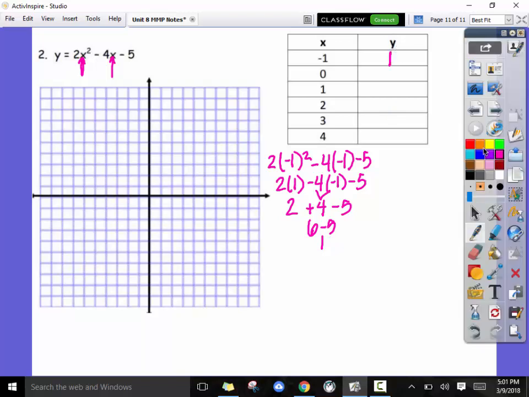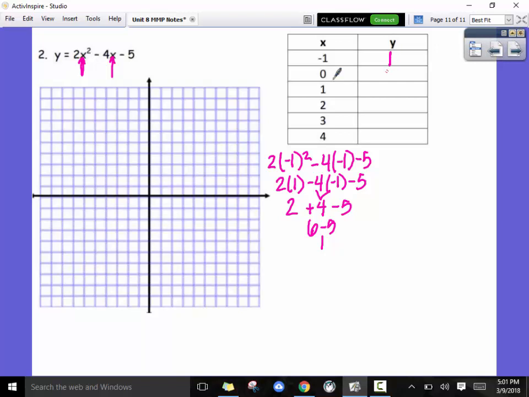Okay, now I'm going to substitute in 0 for x. So I'm doing 2 times 0 squared minus 4 times 0 minus 5. 0 squared is 0. 2 times 0 is 0. -4 times 0 is 0. Minus 5. 0 minus 0 is 0. Minus 5 is -5.